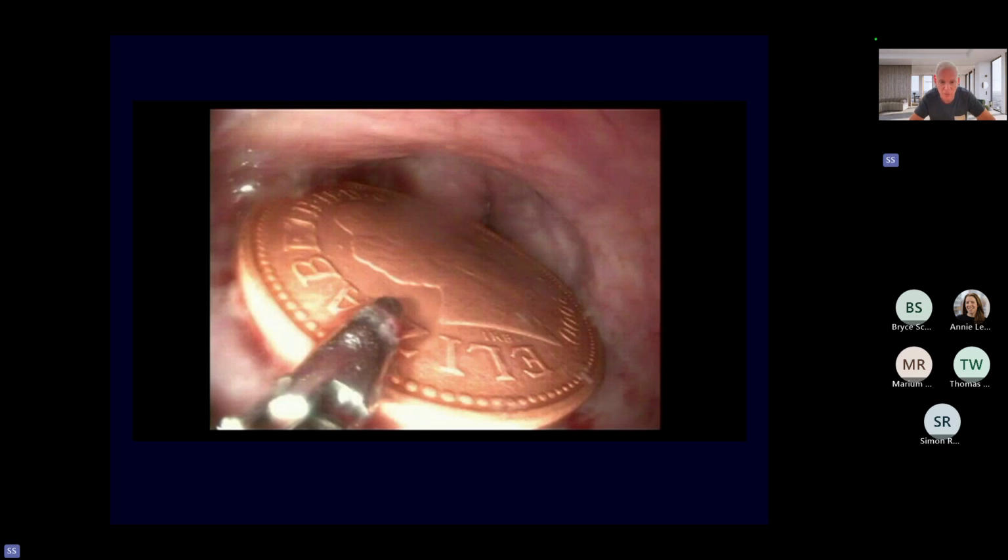All right, this is how we remove it. I like to use a rat tooth forceps. Alligator forceps are also good, and just get a good grip and you just slowly pull it out. Now you can see here, this is not normal. So this has probably been in for a while and has already caused some local injury.